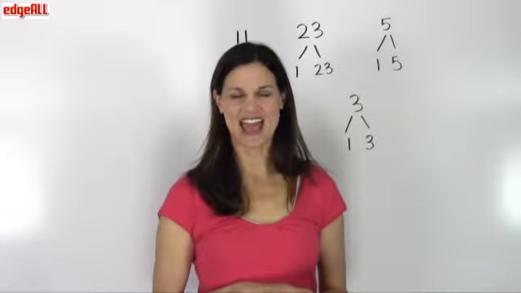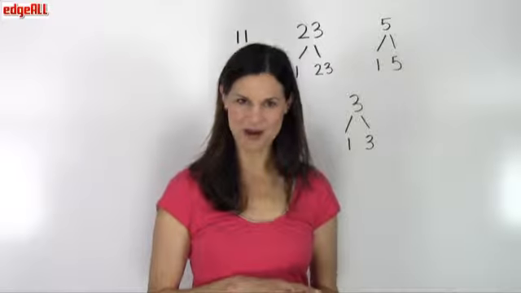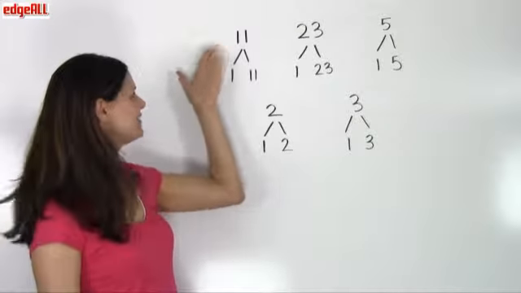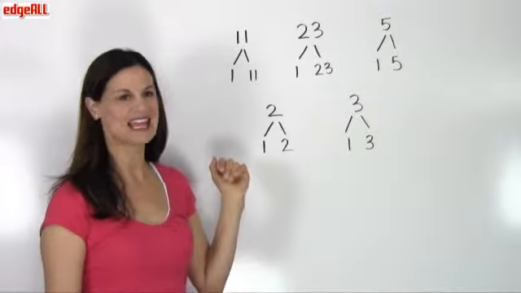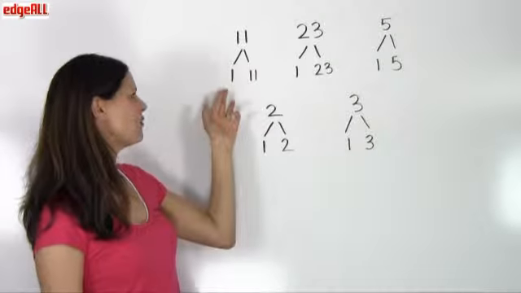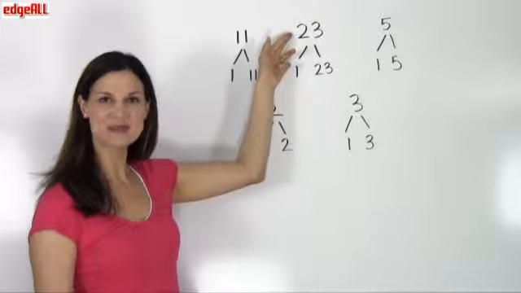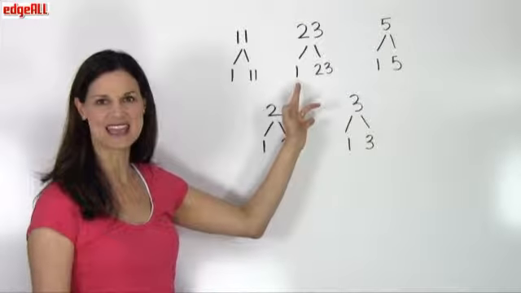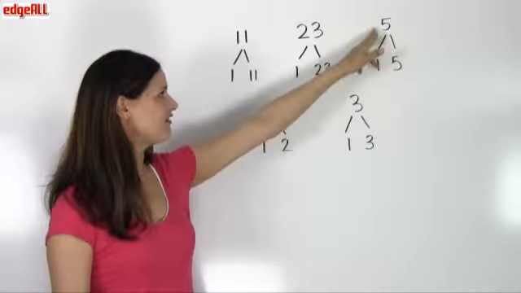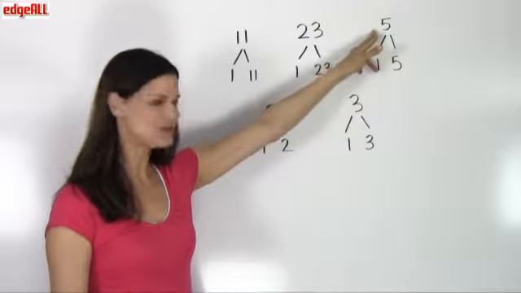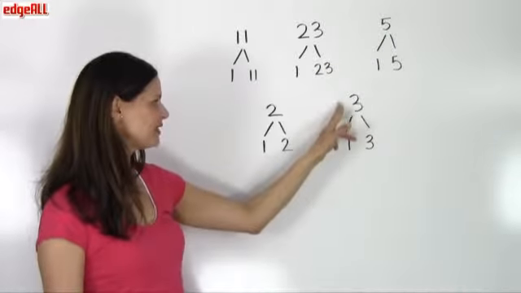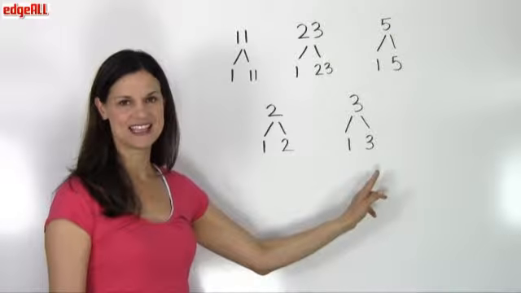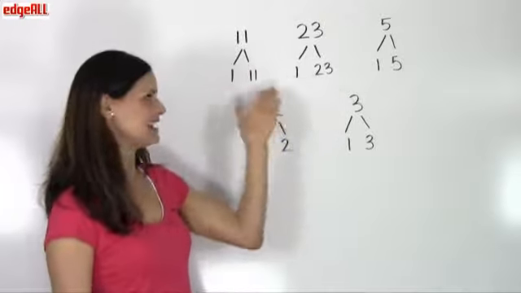Let's take a look at some examples of a few prime numbers. 11 is a prime number. 11 is only divisible evenly by 11 and 1. 23 is a prime number. It is only divisible evenly by 23 and 1. 5 is a prime number that you'll use a lot, as well as 2 and 3. They only have two factors, the number 1 and the number itself.